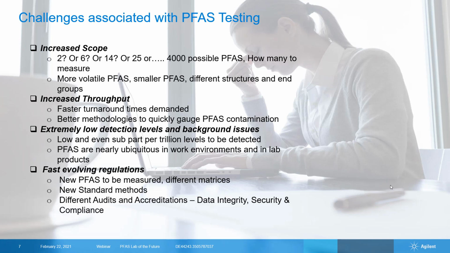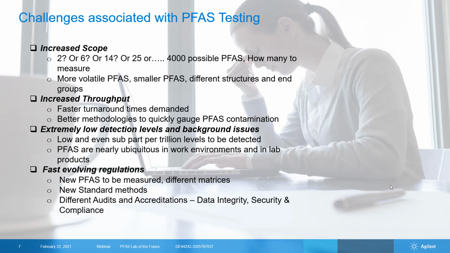Another big thing with PFAS is the extremely low detection levels that are required and potential background issues, because PFAS are ubiquitous. We are being required to monitor and measure PFAS at low or sub-part per trillion levels. To give you a frame of reference, semi-volatile organic compounds, like, for example, EPA method 8270, we actually analyze at part per billion levels. So we're being asked to go thousands of times lower in terms of analysis on PFAS, all while these compounds are ubiquitous. We find them all over the place. They are used in our work environments and in lab products. So getting reliable analysis at such low levels without background is critical.